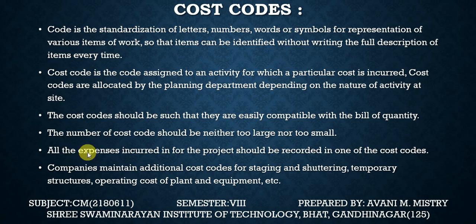Then the companies maintain additional cost codes for staging, shuttering, temporary structures, and operating cost of plant and equipment. So companies create additional cost codes for staging and shuttering, temporary structures, operating cost of plants and equipments, etc.